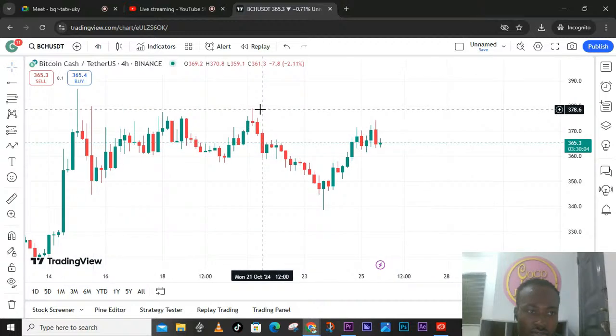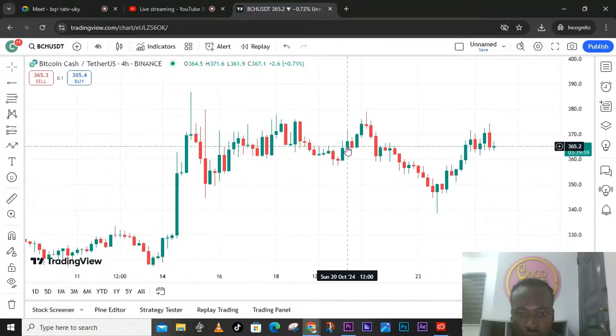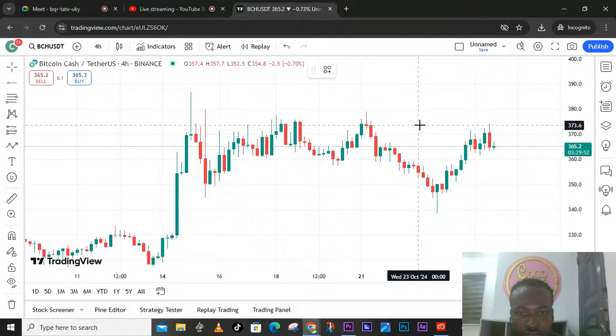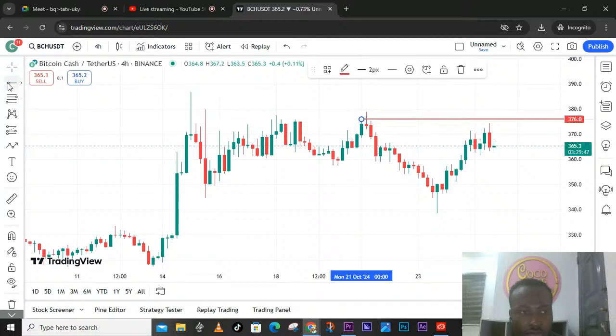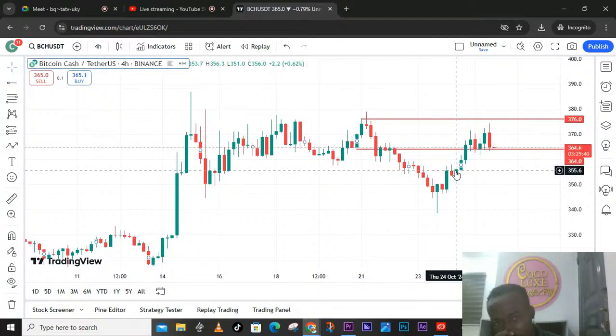So we use our horizontal ray to signify this point. This is the horizontal ray. This is the highest point they got to. Again, this is the lowest point they got to. Do you understand?